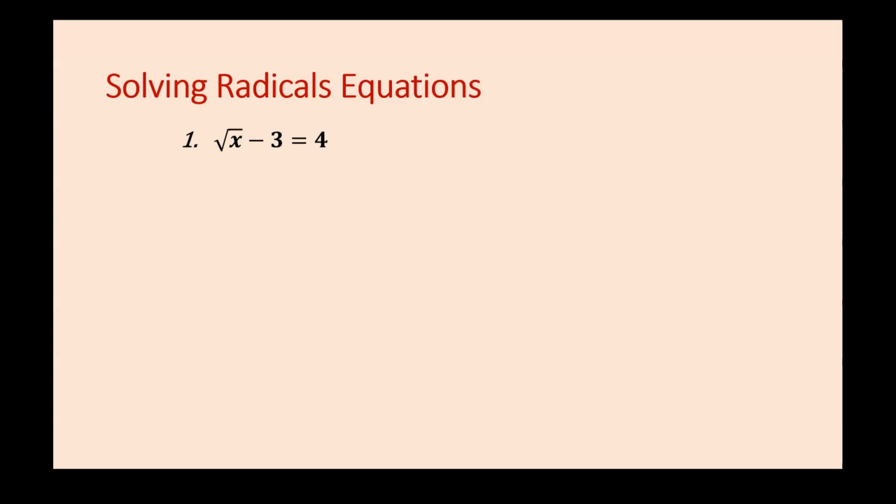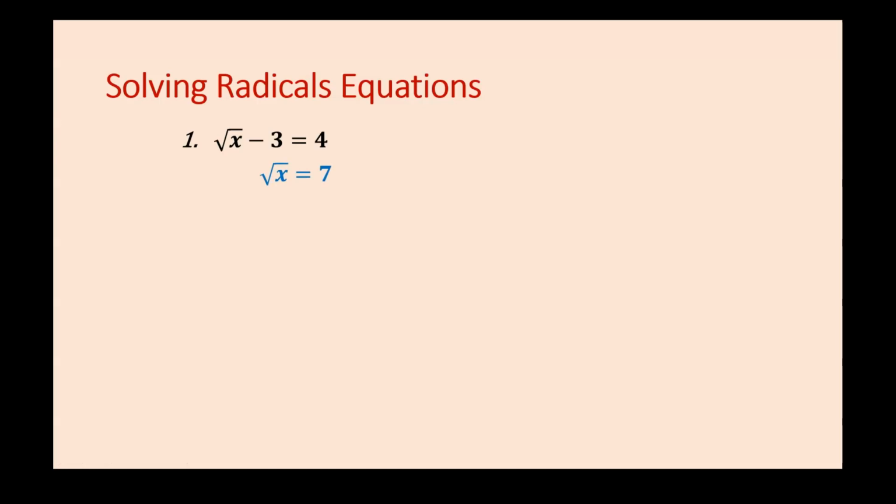So, here I have the square root of x minus 3 equals 4. So, rule number 1, get the radical by itself. That's the very first thing you need to do. It doesn't matter how big or small it is, get the radical by itself. So, I want to get all of this by itself. So, the opposite of subtracting 3 is adding 3. So, we're going to add 3 to both sides.